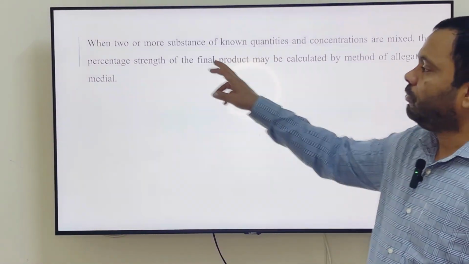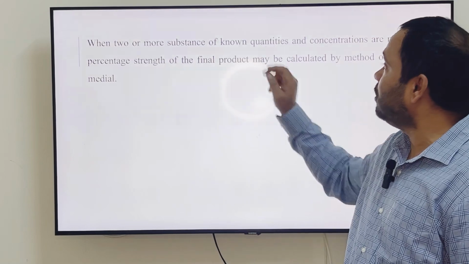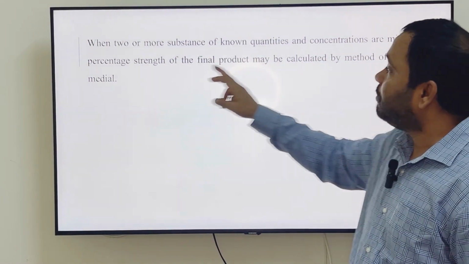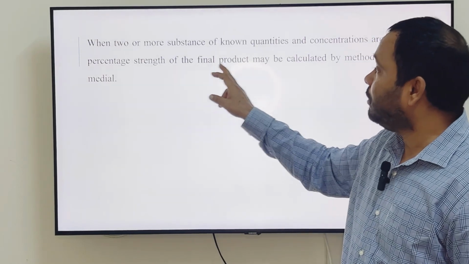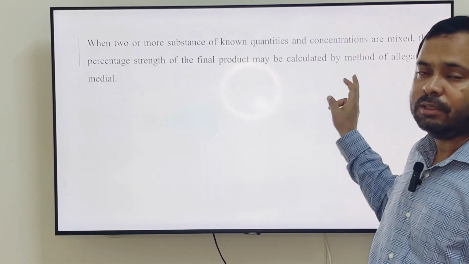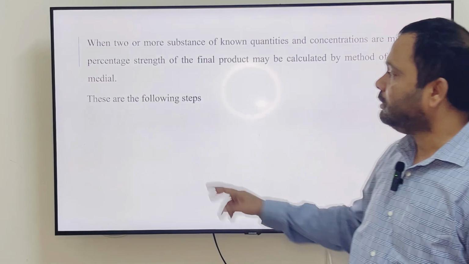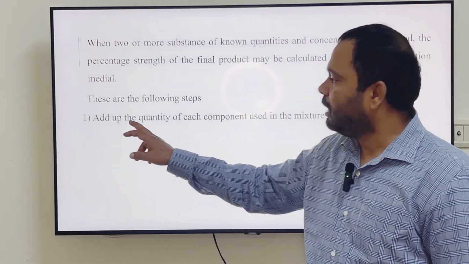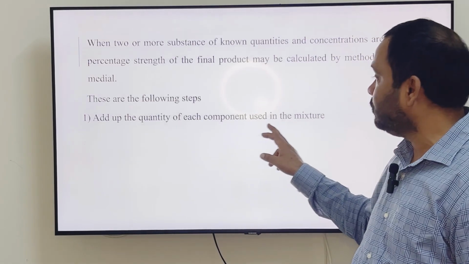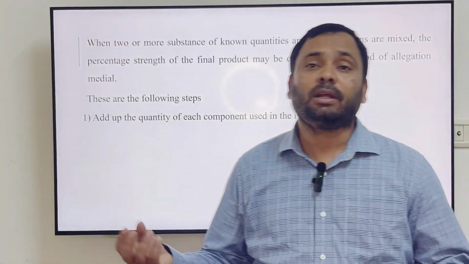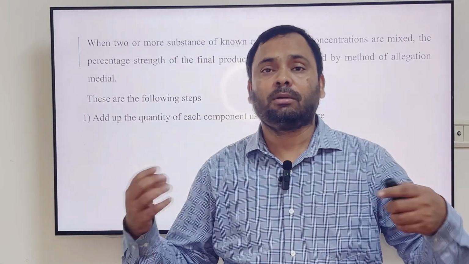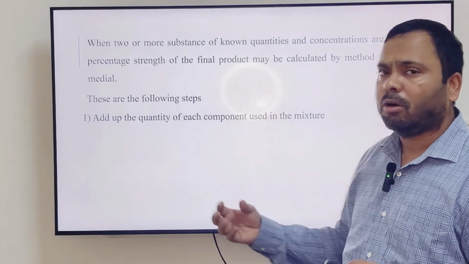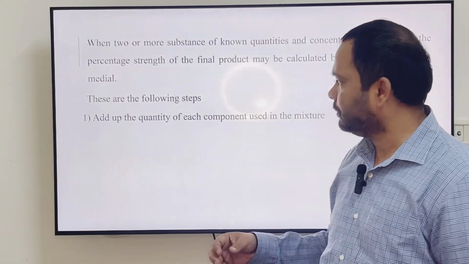When two or more substances of known quantities and concentrations are mixed together, the percent strength of the final product may be calculated by this method. There are the following three steps. The first step: add up the quantity of each component used in the mixture. It means we have to add all the volumes or all the quantities of the mixture.